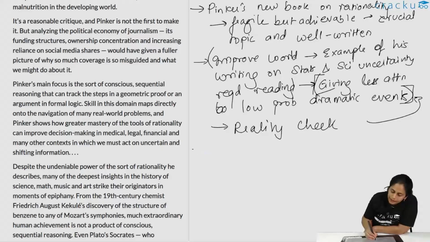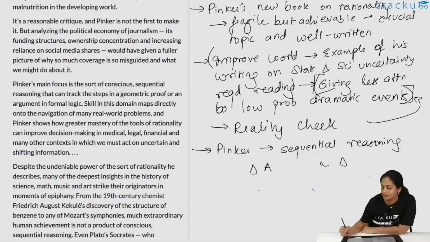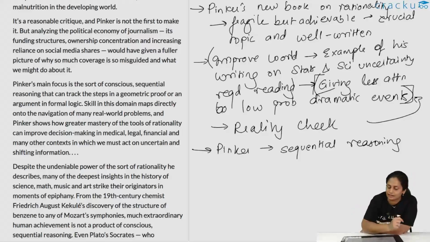So here the author explains what exactly Pinker is telling. Pinker's main focus is on the kind of sequential reasoning you would use in a geometric proof. You know how you write a geometric proof, right? This triangle is similar to this triangle is similar to this triangle, hence QED, this triangle is similar to this triangle. So this is sequential reasoning where you have stepwise reasoning and there is no jump in reasoning anywhere. So his focus is mainly sequential reasoning.